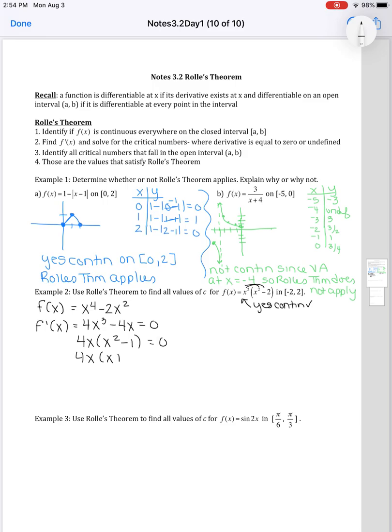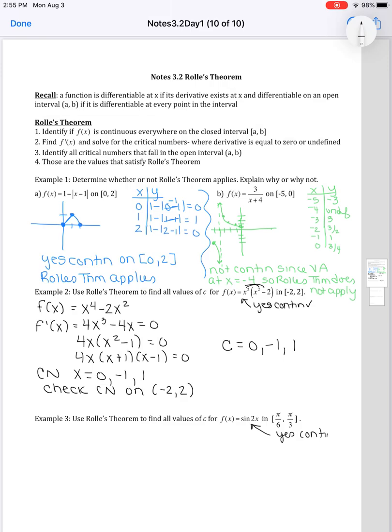I'm going for critical numbers, so I have to set that equal to 0. I'm going to factor out a 4x, keep factoring, and I get 3 critical numbers: 0, -1, and +1. Then, according to Rolle's Theorem, step 3 is I'm going to check my critical numbers on the now open interval from -2 to +2. So the question is, do 0, -1, and 1 all fall within that interval, which they do, which means my c values are 0, -1, and 1. If one did not, you just don't include that value.